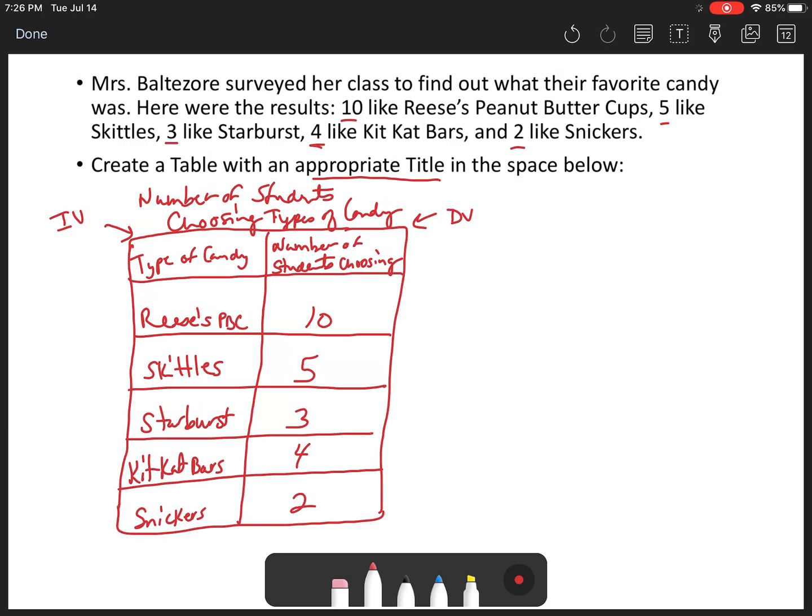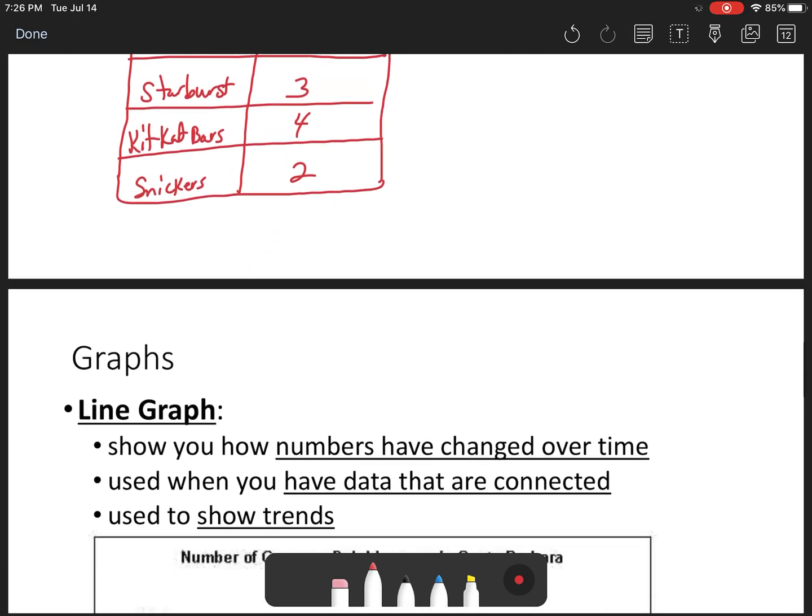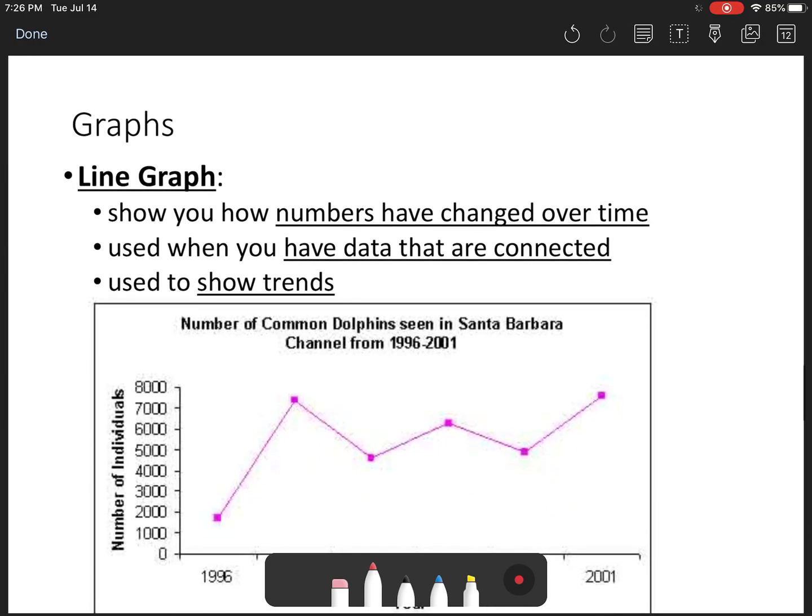We've got our independent variable and dependent variable in our title. We've got a heading there with our independent variable from the first column. We have a heading with our dependent variable in the second column. And then we've listed everything out. So it's very neat and orderly. Okay. From there, we're going to display that information in a graph.